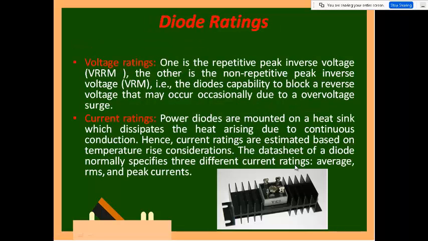Now diode rating. When you go for purchasing a diode, you should look at the voltage rating and current rating, along with the peak inverse voltage. The voltage rating you will see only when the device is connected in reverse bias. After this class, I will explain why you want to go for voltage rating and current rating. Voltage rating is nothing but the repetitive peak inverse voltage, that is VRRM. The other is the non-repetitive peak inverse voltage. All this you have to see and consider for your circuit.